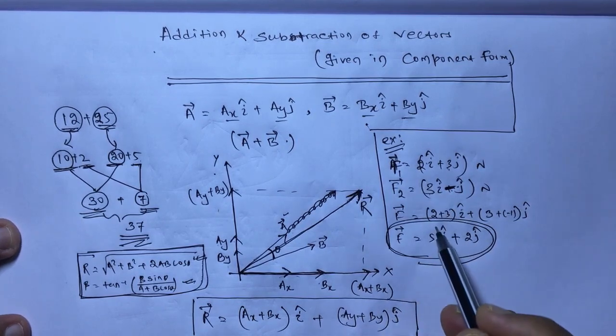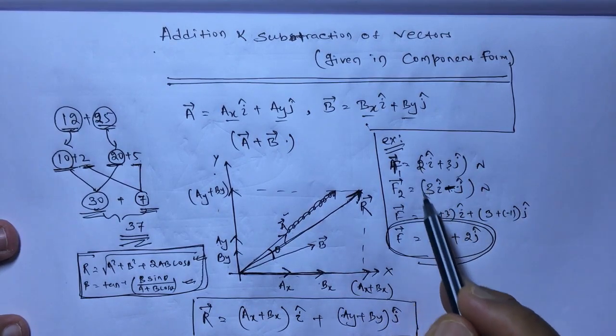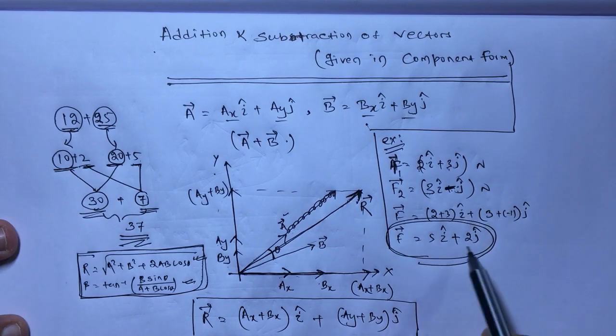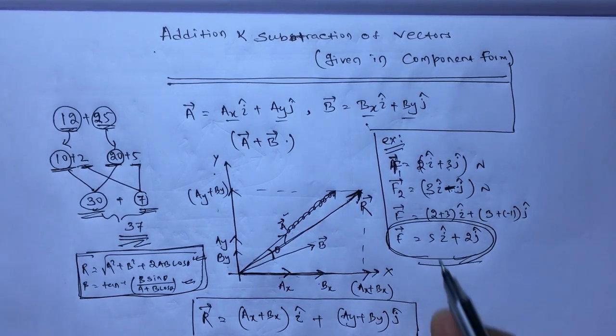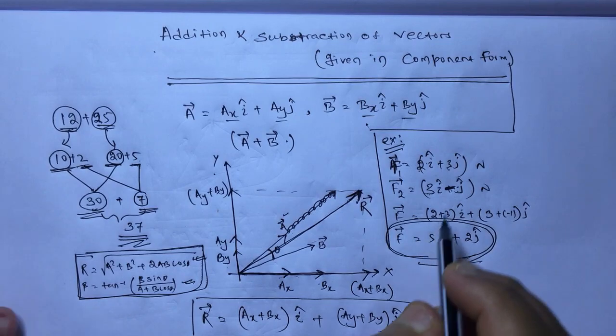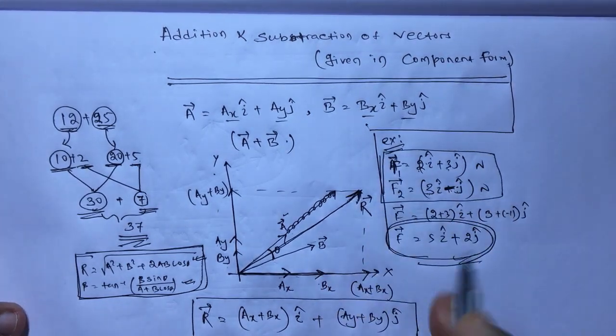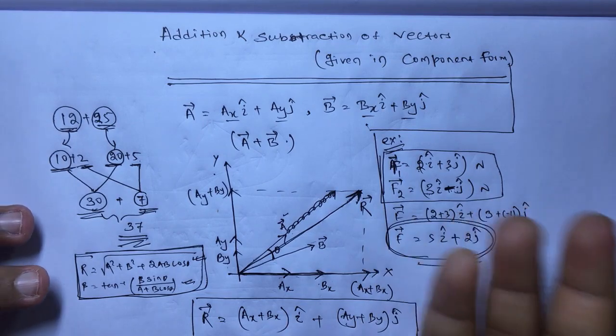But here see what you are doing, simple addition. These two vectors added, what is the answer? 2 plus 3, 3 plus minus 1. This is the answer. So direct addition and subtraction we can do if the vectors are written in component form. So it becomes very easy, and subtraction also works exactly in the same way.